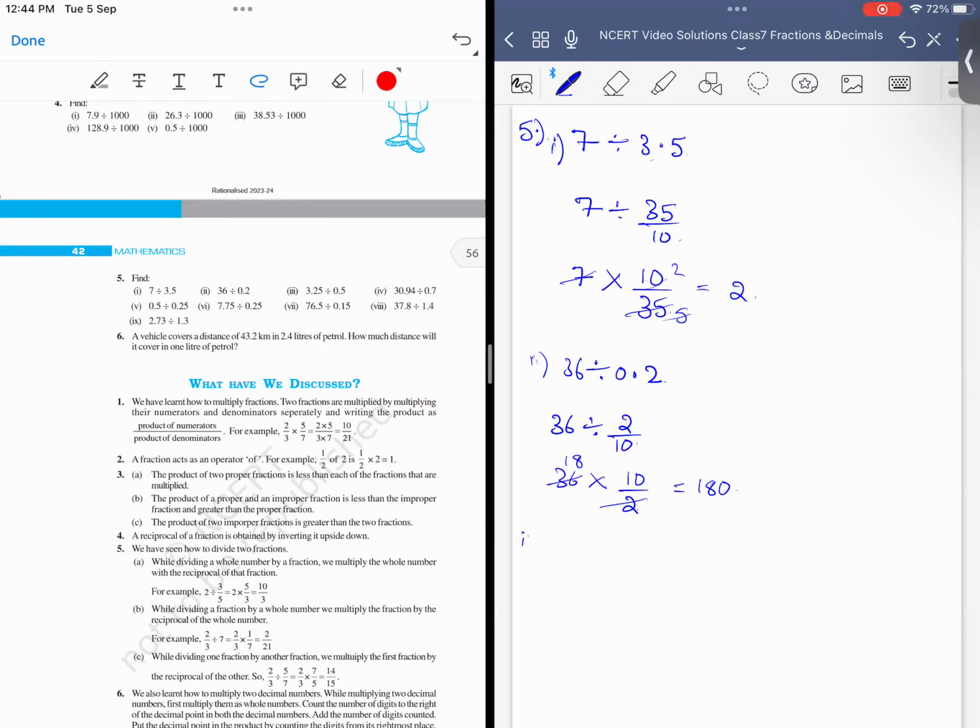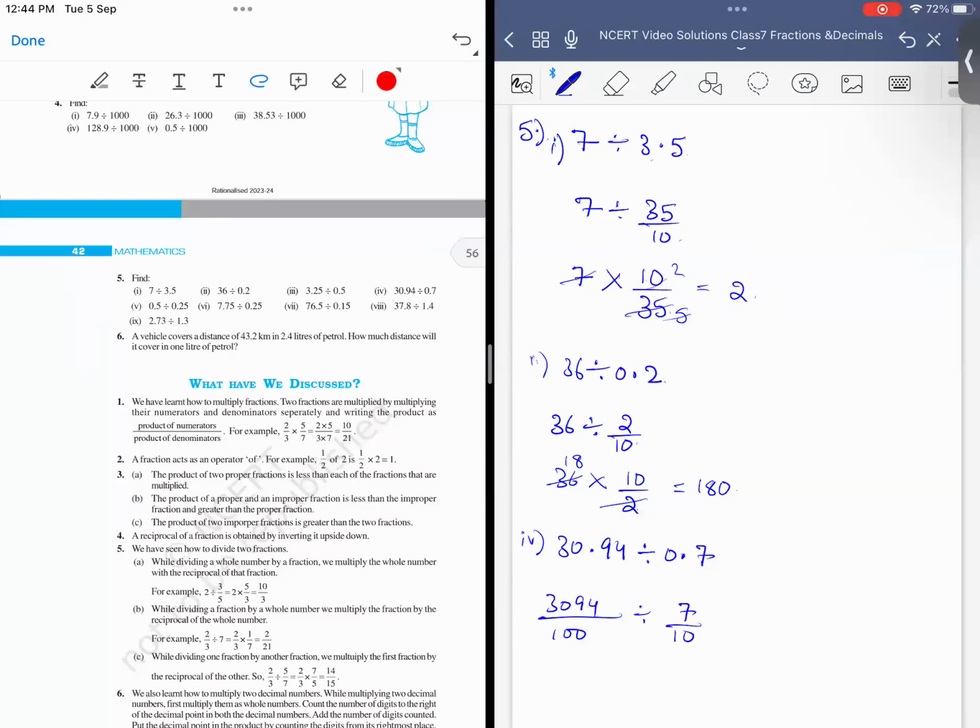Talking of question number 4, 30.94 divided by 0.7. Now here both the numbers are decimals. Now see here. Write down the equivalent fraction form. It will be 3094 upon 100 divided by 7 by 10.